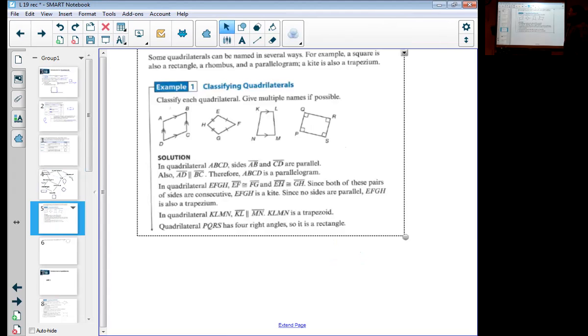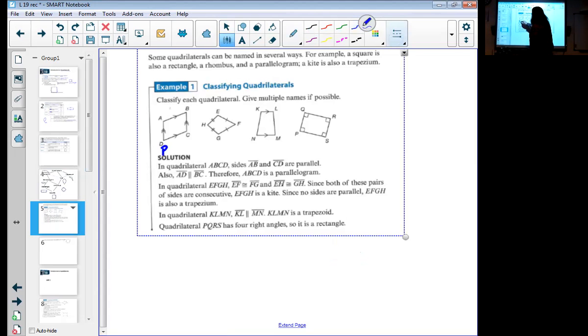Some quadrilaterals can be named in several ways. For example, a square is also a rectangle, a rhombus, and a parallelogram. A kite is also a trapezium. So classify each quadrilateral, give multiple names if possible. Here, because we just have the information that the two sides are parallel, it is a parallelogram. And then it would also be a rhombus.